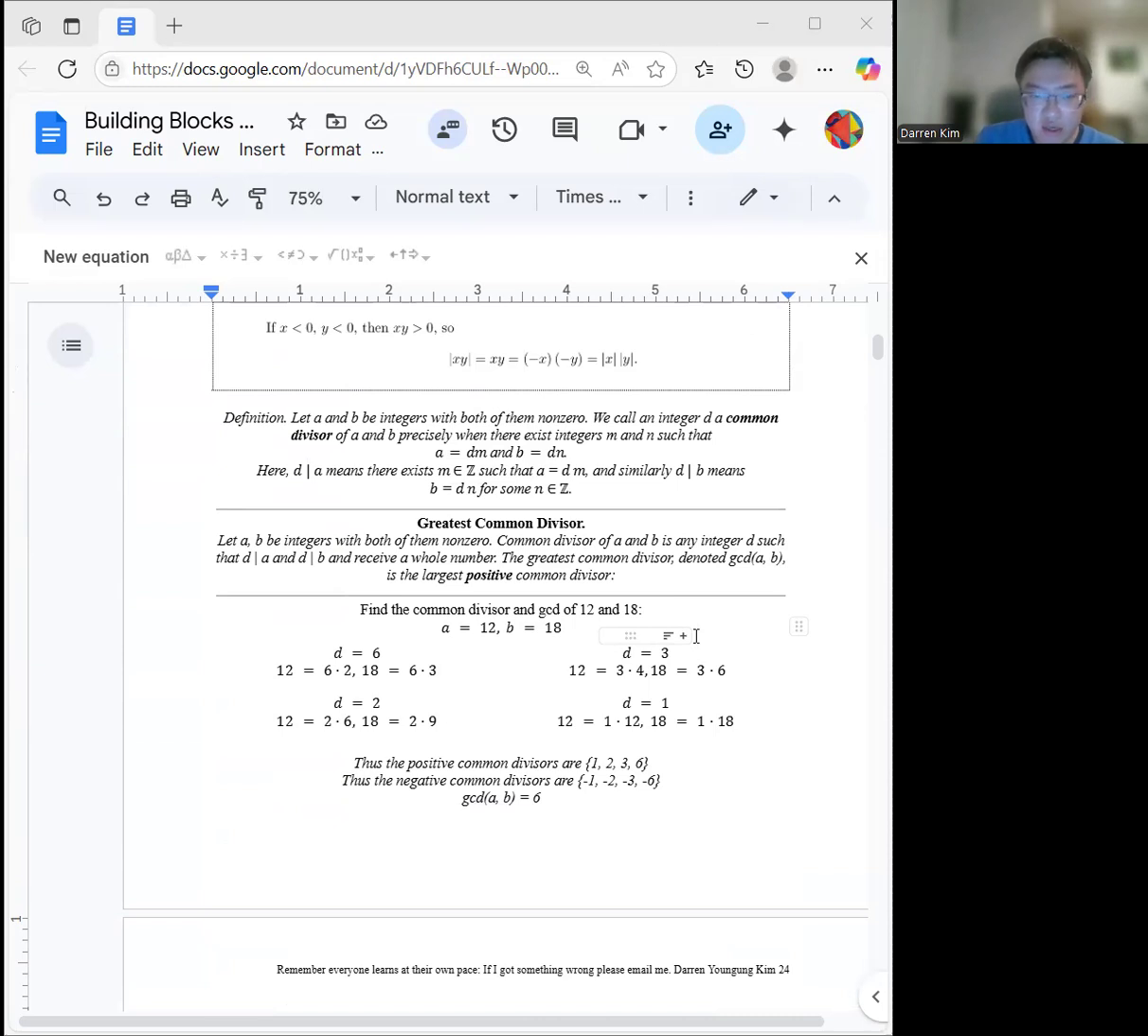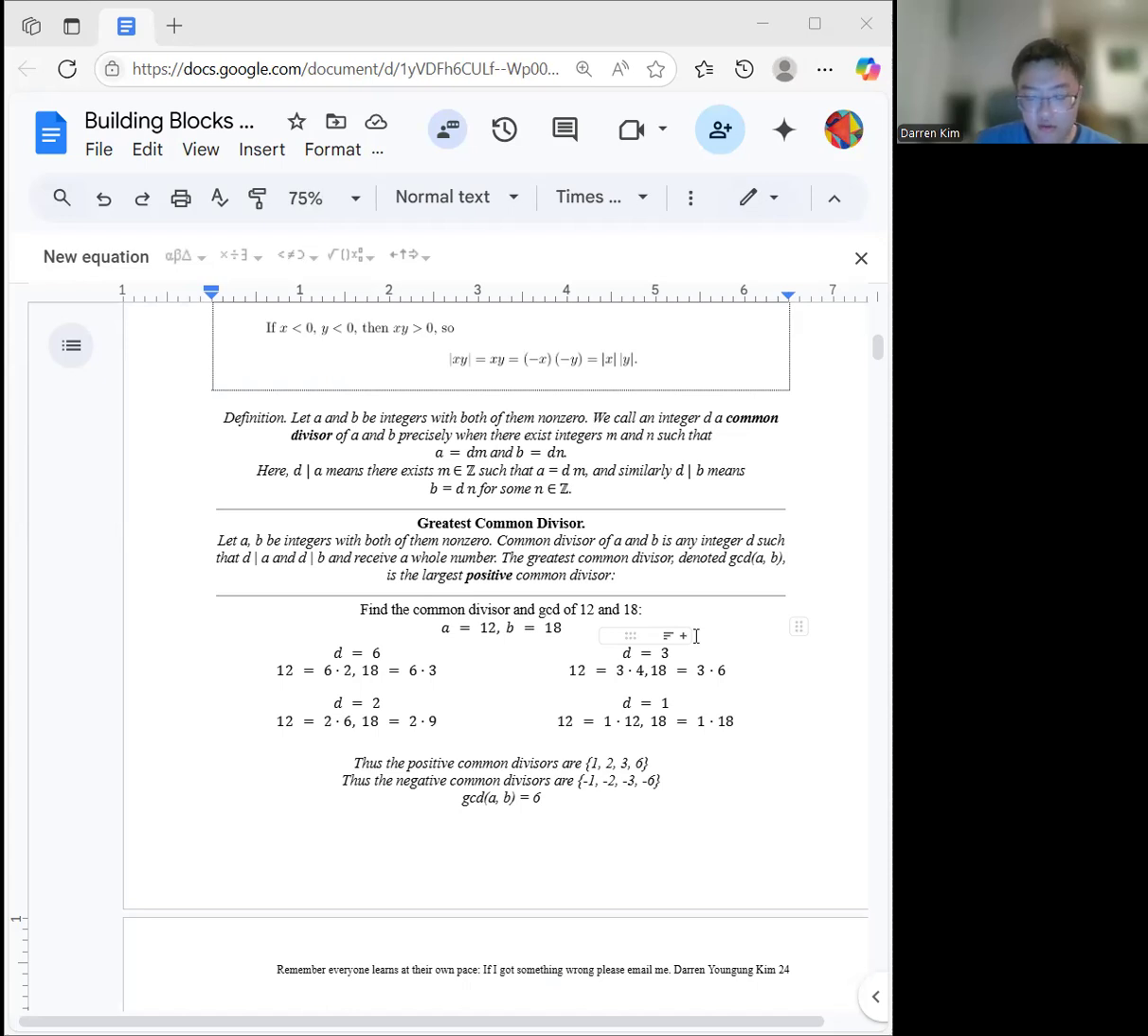Now, over here we got A equal 12 and B equal 18. That equals 3, 4 and 2, 2. And we got 2, 9 and 3, 3. We see here 6 and we see here 6. So 6, 6. So that's a common one. So that's the common divisor.